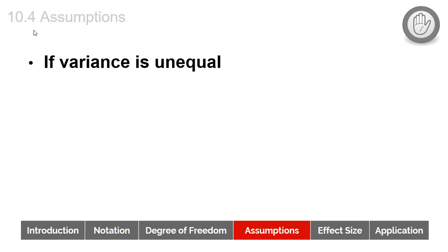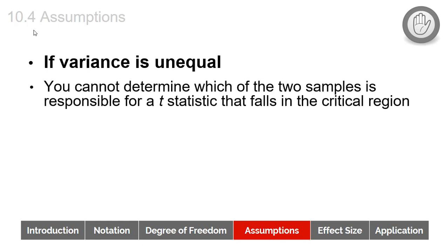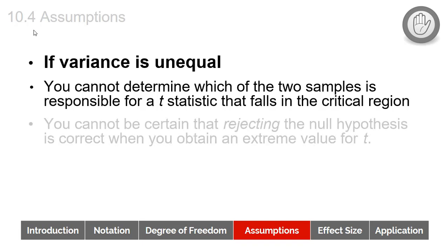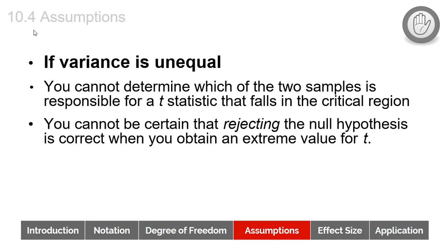So if variance is unequal, you can't determine which of the two samples is responsible for the t-statistic that falls in the critical region. So one sample may be more responsible for the difference that is being seen. And you can't be certain that rejecting the null is correct when you obtain an extreme value for t. You don't know if it's really true or if it's manufactured by this unequal variance that's happening. And it may lead you to make the wrong statistical decision.